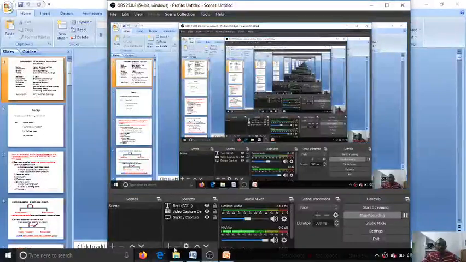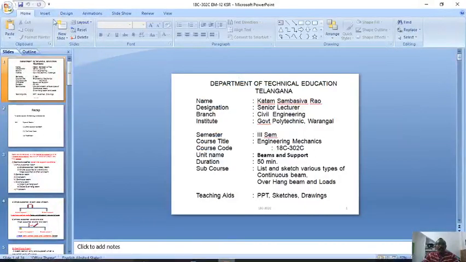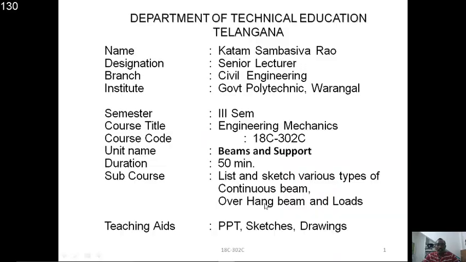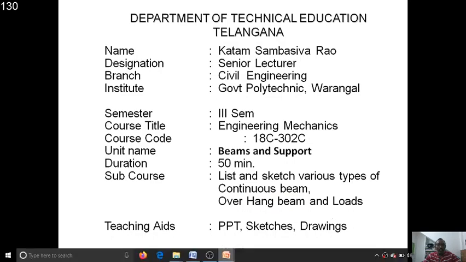Dear students, today we are going to discuss the remaining types of beams, which are continuous beam, overhang beam and truss beam, and we will also see the recap.